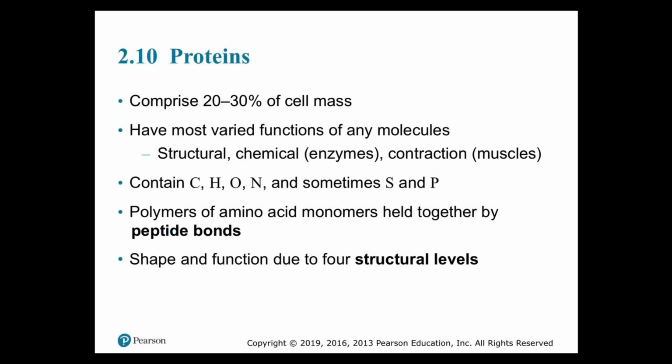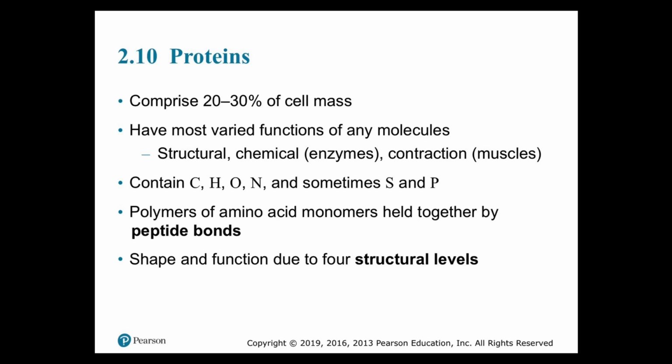Now we're at section 2.10, proteins, the third group of macromolecules. We've looked at carbohydrates, we've looked at lipids, the different groups of lipids. So proteins make up 20 to 30% of cell mass, and have the most varied functions of any molecules that we've talked about. They can play a role in structure, chemical role, as in enzymes, and also contraction, movement. They contain carbon, hydrogen, oxygen. They also contain nitrogen and sometimes sulfur and phosphorus.